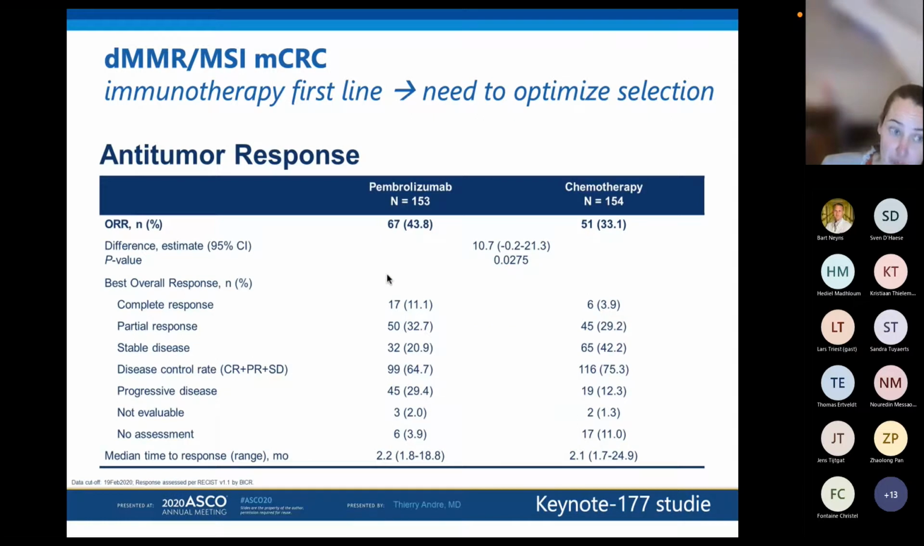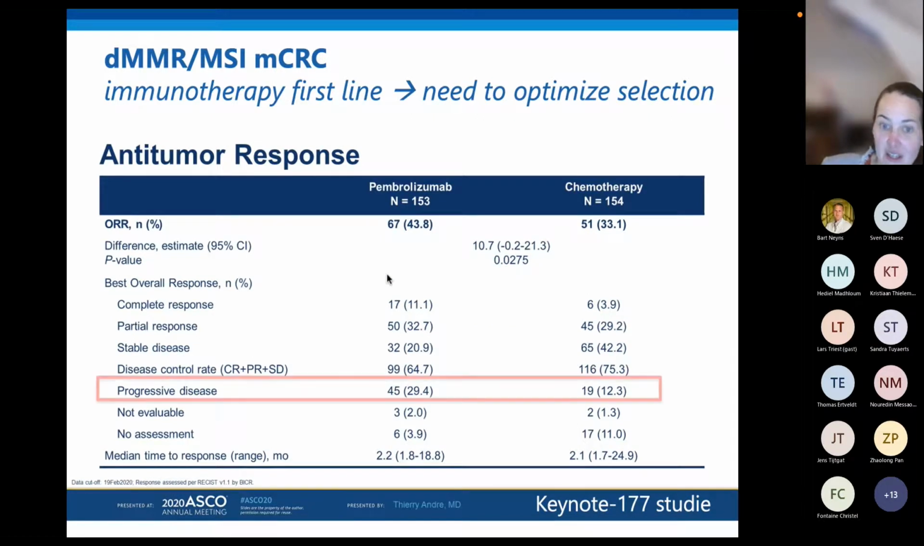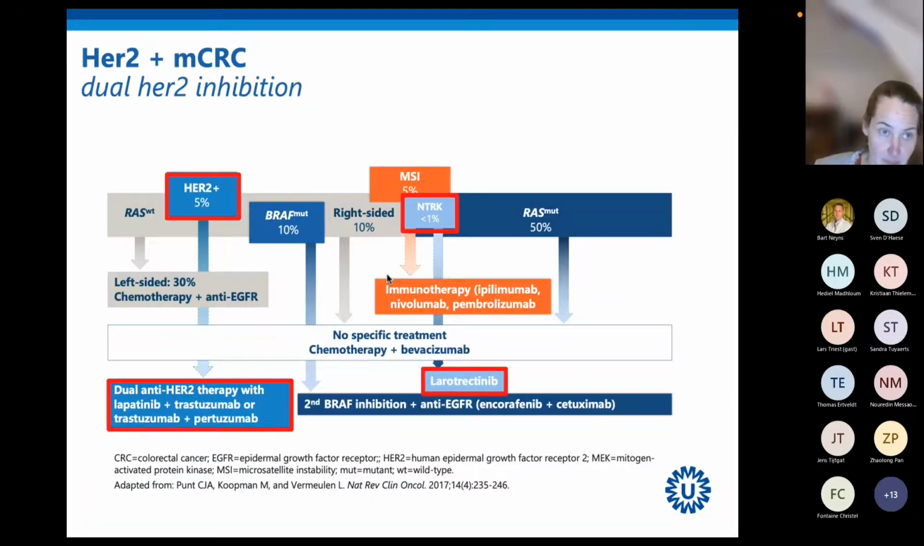If you look at the anti-tumor response, the response rates don't differ that much, and even the chemotherapy arm does a bit better with regards to primary progressive disease. So 30% of the pembrolizumab patients had primary progressive disease at first evaluation, compared to 12% of the chemotherapy arm. But this does include patients with pseudo-progression, so they will actually benefit, but their first response is progressive disease. Those are the most standard options.